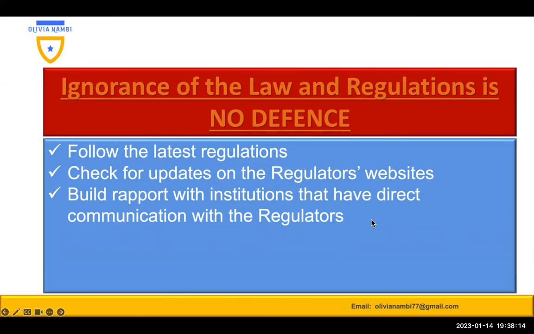Now, for you who is not in direct contact with any of the key stakeholders who are given the updates as they come in, you're supposed to keep in touch with the training providers or your civil aviation authority, so that as they receive these updates, they pass them over to you. Remember, ignorance of the law and regulations is no defense.